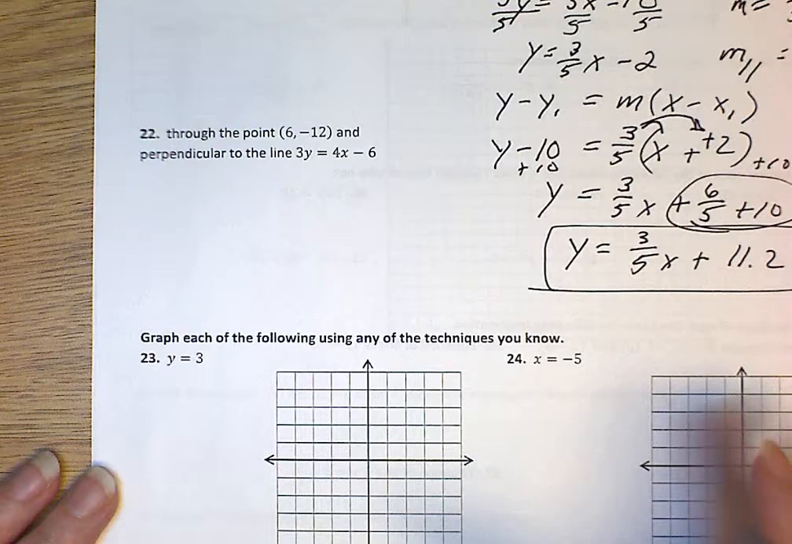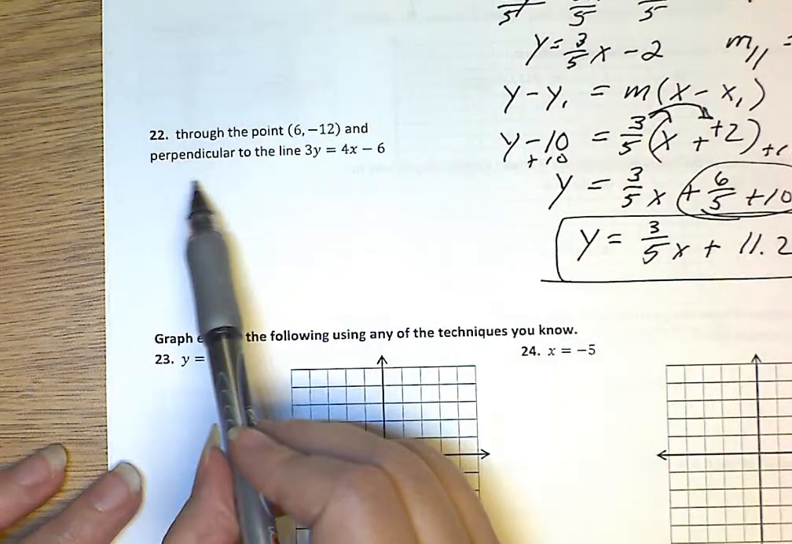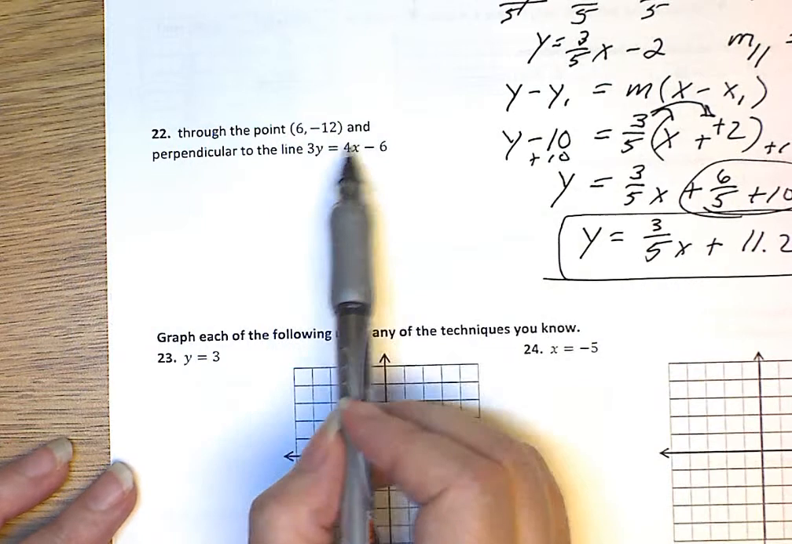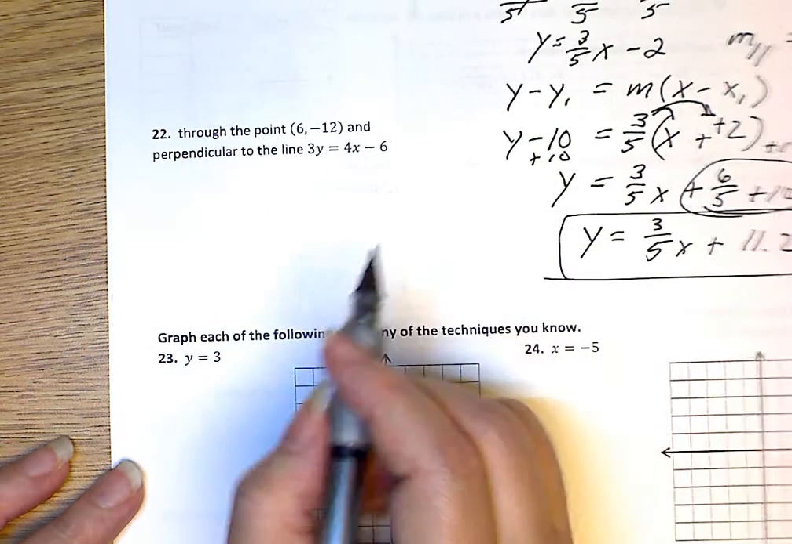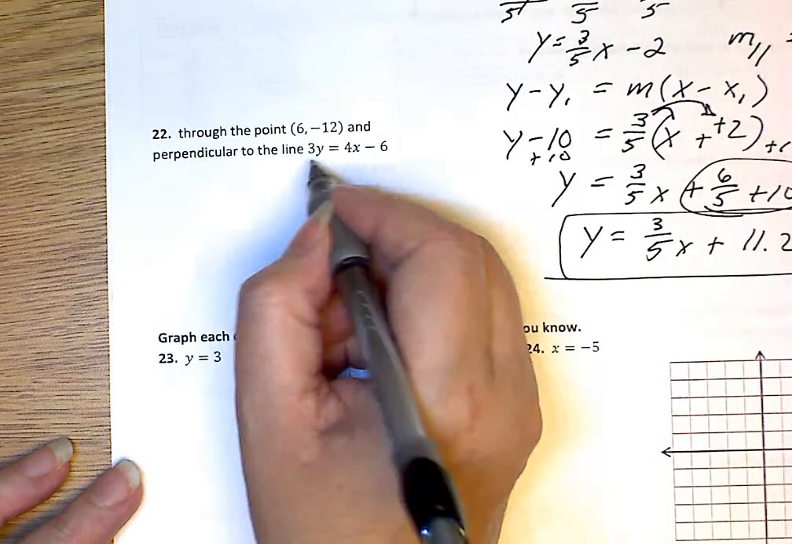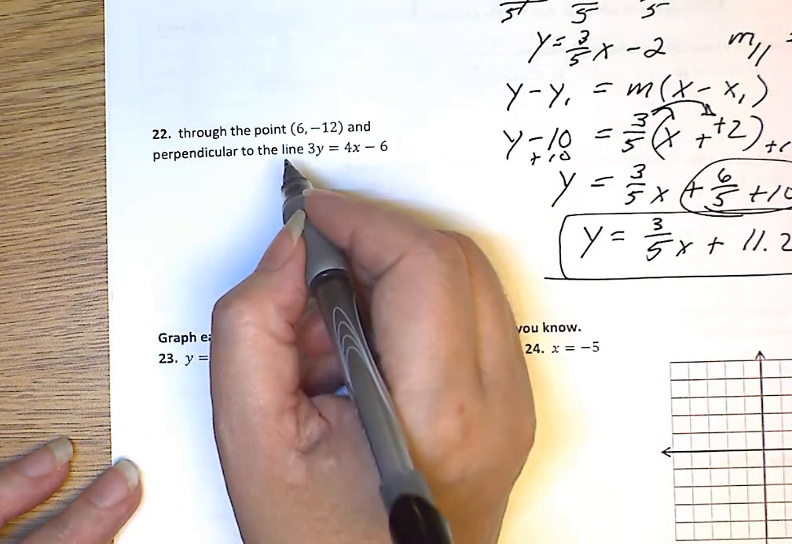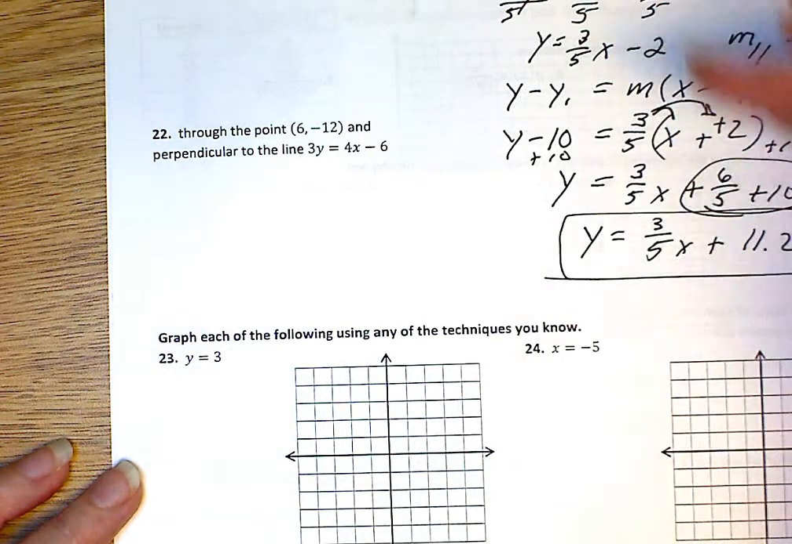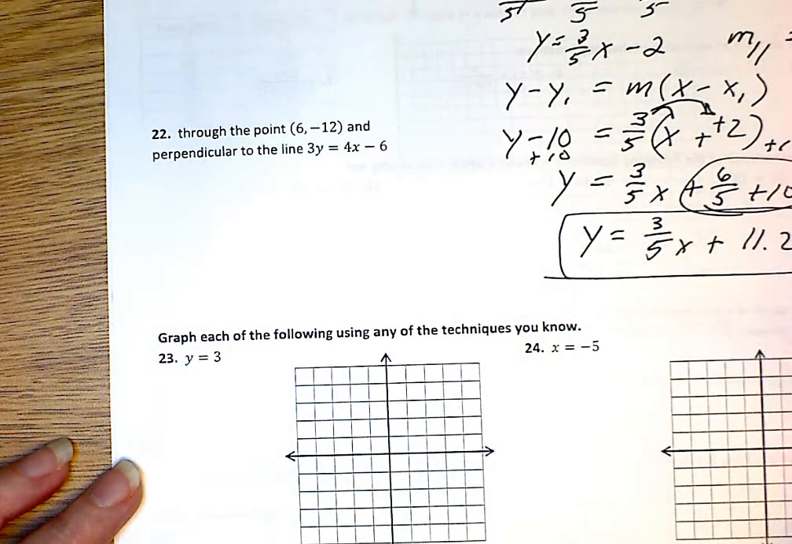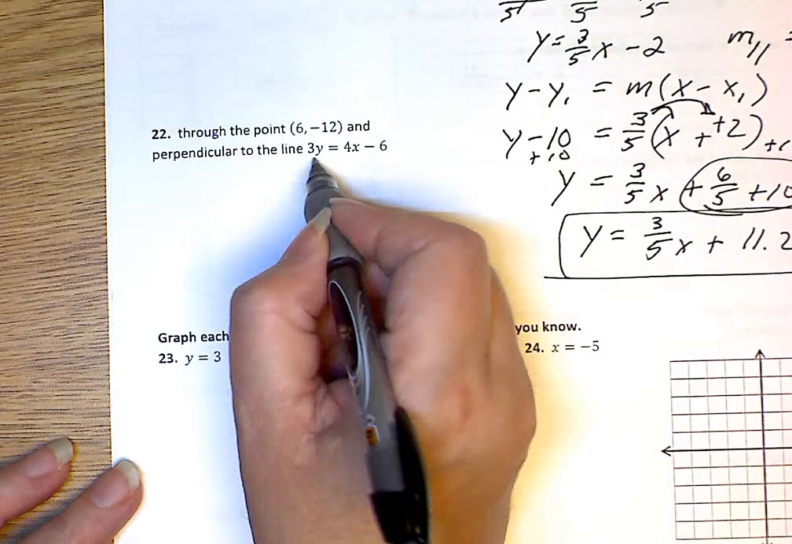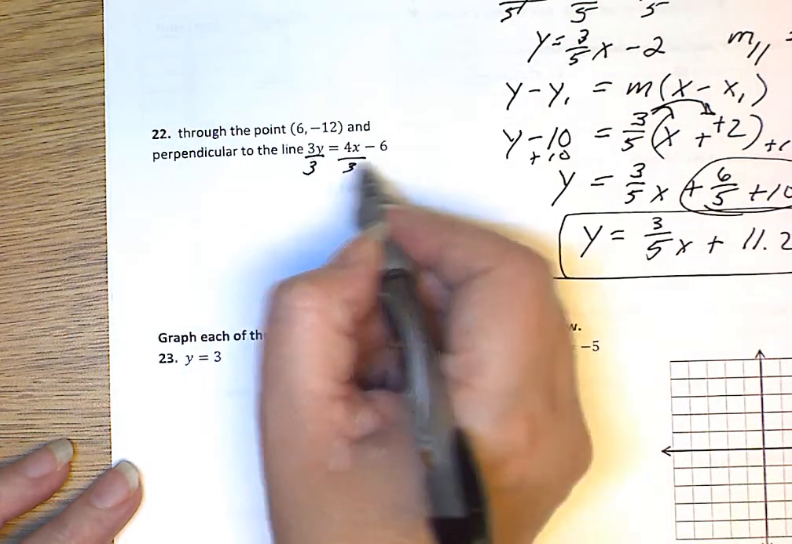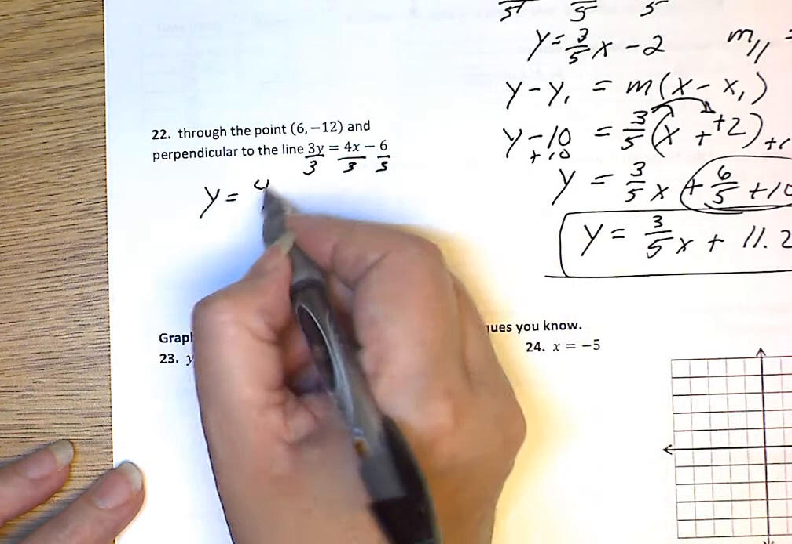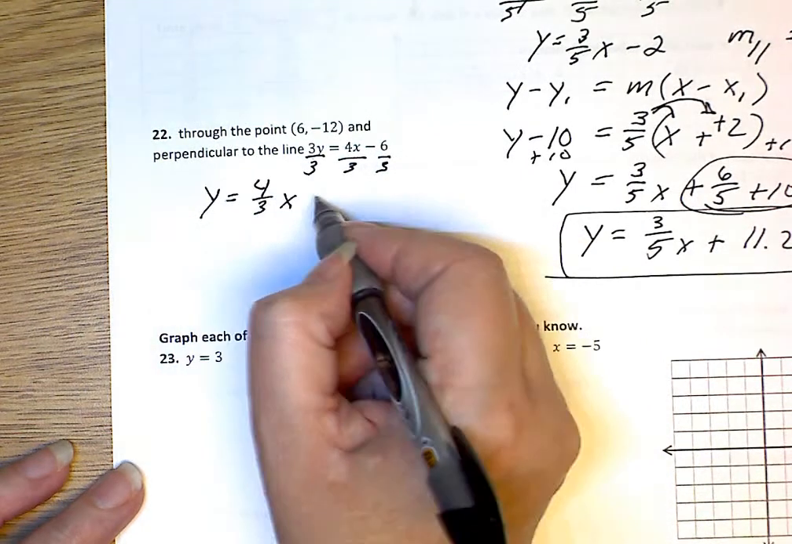It says it's through a point that's perpendicular to this line. So what's the first step? Get y by itself. I will tell you tomorrow, I will give you guys points for doing the steps. So if you get messed up, make sure you're still working it through to the best of your ability. So get y by itself. So I'm going to divide everything by 3. So we have y is equal to 4/3 x minus 2.